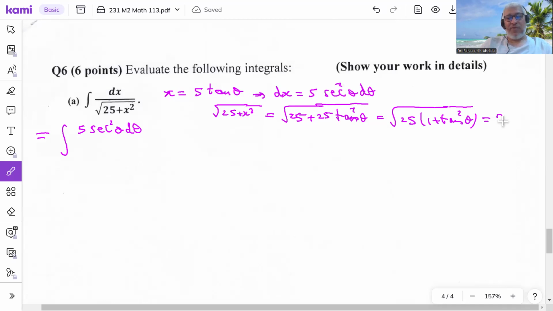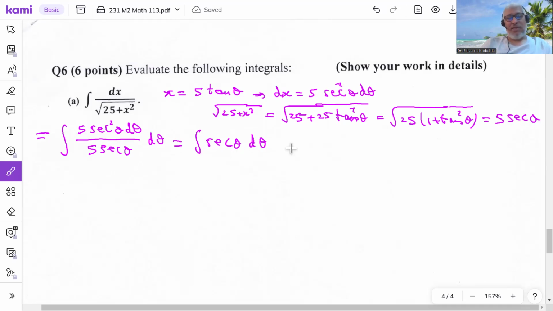And if I take 25 as a common factor, then I'll have 1 plus tan squared theta. And this 5 will come out, okay? The square root of 25 is 5. And 1 plus tan squared is secant squared. So the square root of secant squared will give you secant theta. So in fact, I have here secant theta d theta. Now 5 cancels with 5, and secant squared cancels with secant, and I'll have only secant theta d theta.